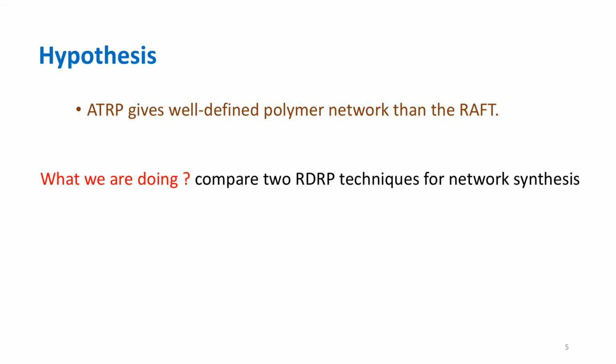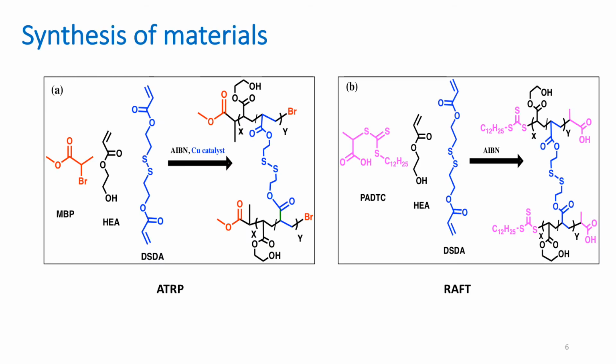So our hypothesis is that ATRP gives a more well-defined polymer network than RAFT in the presence of cross-linker. Here, our aim is to compare the two polymerization techniques for network synthesis. This is how we synthesize our materials. We use hydroxyethyl acrylate as the monomer and also AIBN as the radical source, and all other conditions were comparable for both polymerization techniques.